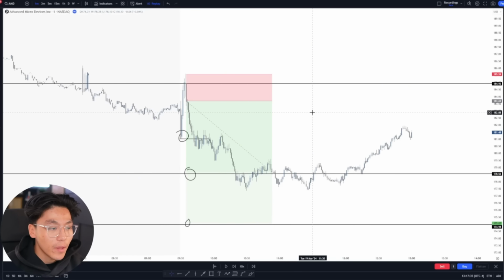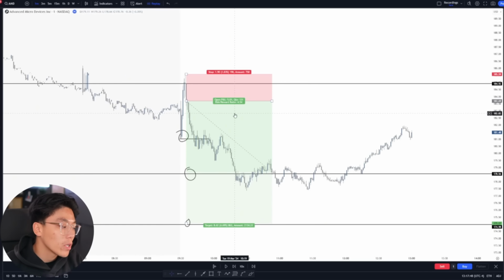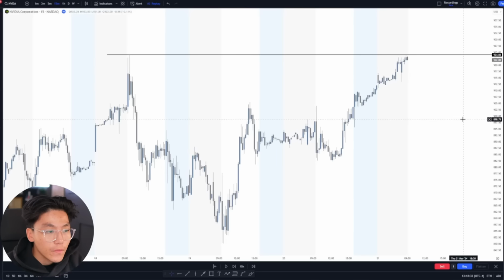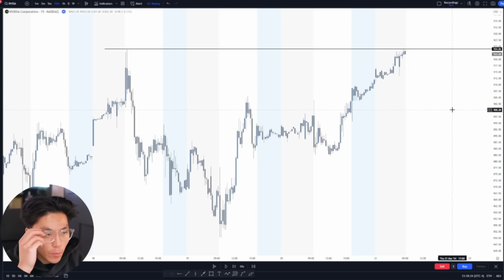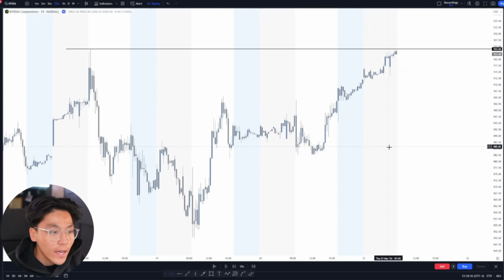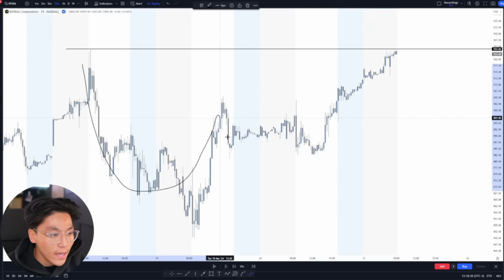We need to develop a thesis, and then we need to use those candlesticks as confirmation to actually support a thesis. So now I'm going to be going on to the second example that I have for us today. Right here, we're on my second example on NVIDIA. As you can see, we're clearly in a bullish structure.